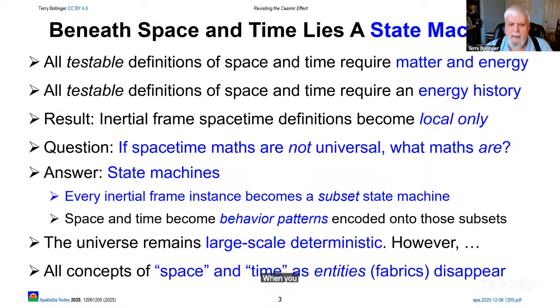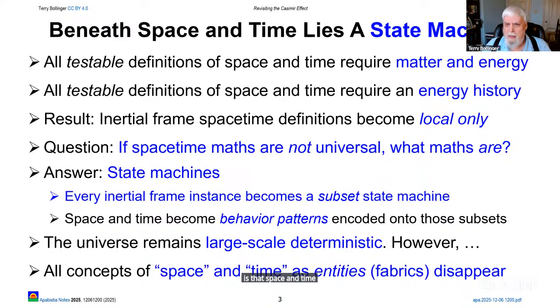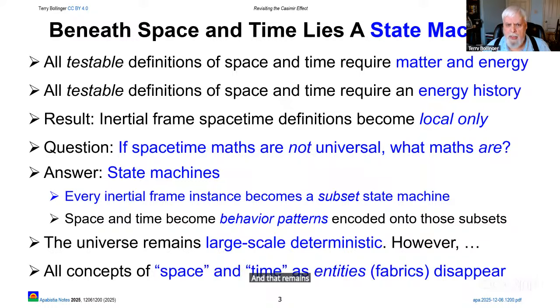When you go this way, this idea, and I think most of us have this, we're kind of trained into it informally, is that space-time together is a fabric. It's an actual substance. And not accidentally, Einstein very much pursued this approach in his later years. In his early years, he did not. But in his later years, he took space-time not just as an idea, but as an actual fabric from which everything was composed. And that remains a very common approach. In terms of experimental, that's a different issue because experimentally, you must have actual material objects before you can measure things like space and time.